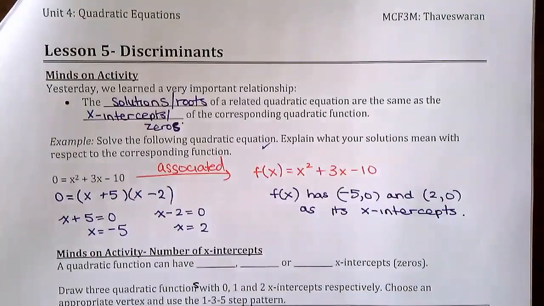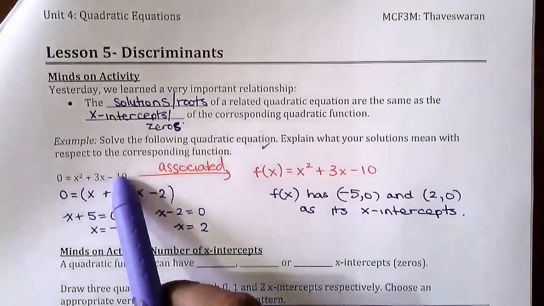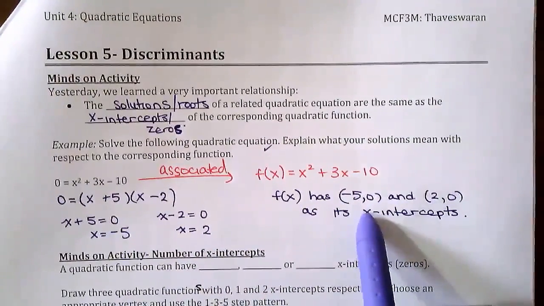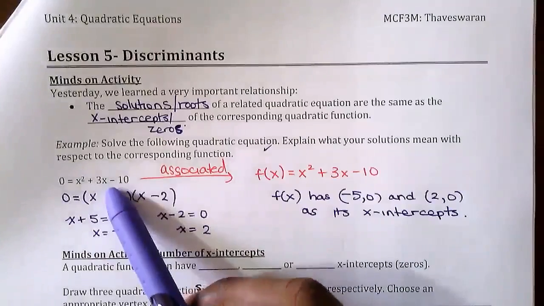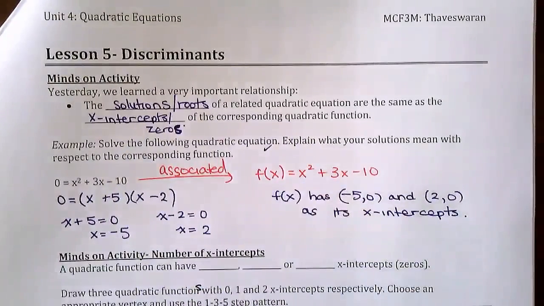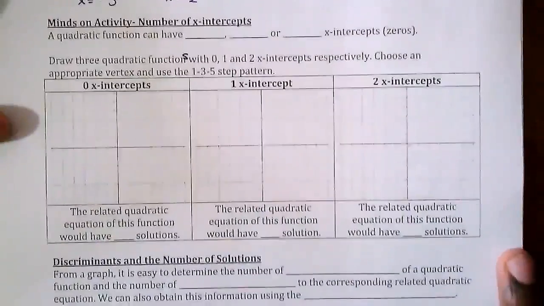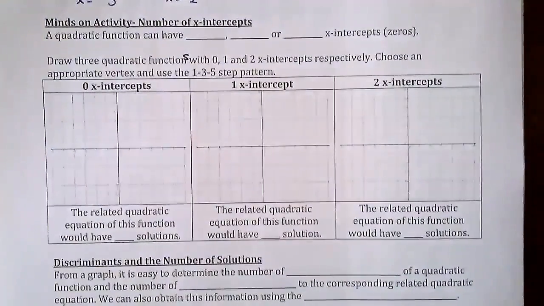So again, the solutions to the related quadratic equation are the same as the x-intercepts or zeros of the corresponding function. So if they give you a function, you can convert it to a related quadratic equation, solve it, and then talk about the x-intercepts, or they might just give you the related quadratic equation. You would have to think about what function it's associated with and make the exact same conclusions. So this was all from yesterday. Let's move on to today's lesson, which is focusing on the number of x-intercepts that a quadratic function can have.